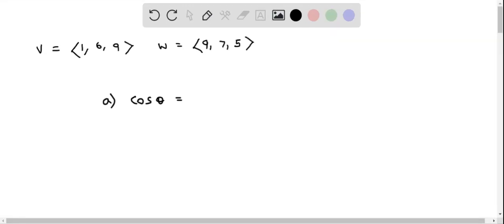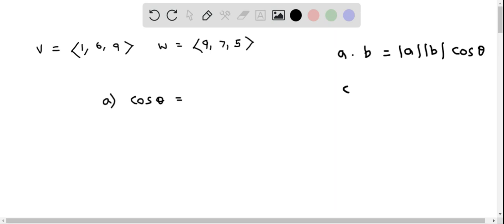Let's do part A. Here we have to determine cosine of theta, where theta is the angle between the two given vectors v vector and w vector. For this, we are going to use the dot product formula. If we have two vectors, a vector and b vector, the dot product a dot b is given by magnitude of a times magnitude of b times cosine of theta, where theta is the angle between the two vectors.